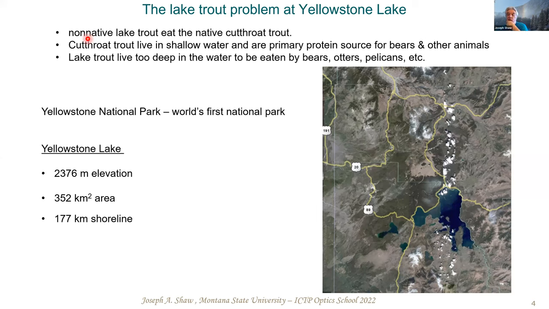And that is, at Yellowstone Lake, there are non-native, so invasive lake trout, who eat the native cutthroat trout. The native cutthroat trout live in shallow water, and they are the primary protein source for bears, otters, pelicans, all kinds of animals. Lake trout live much deeper in the water, and they cannot be eaten, therefore, by bears and otters and pelicans and other surface animals. And so this is an ecological crisis.